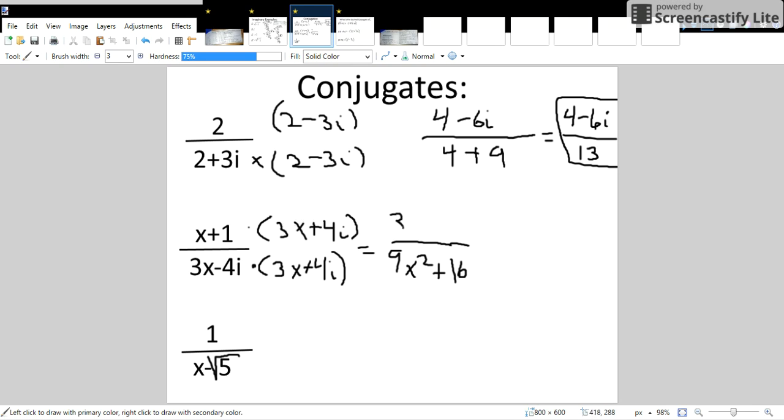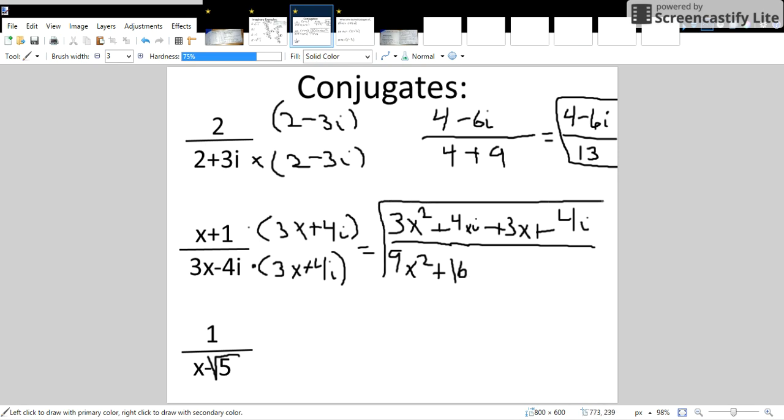You'll have 3x squared plus 4xi plus 3x plus 4i. So if you look at this, it looks like there are no terms to actually combine, so that is your answer.